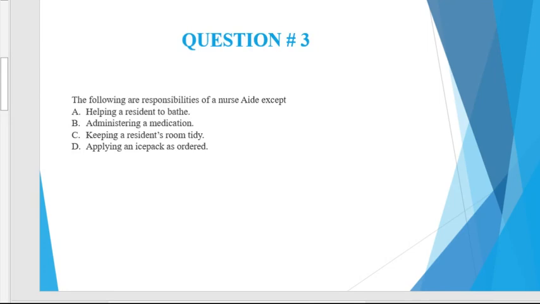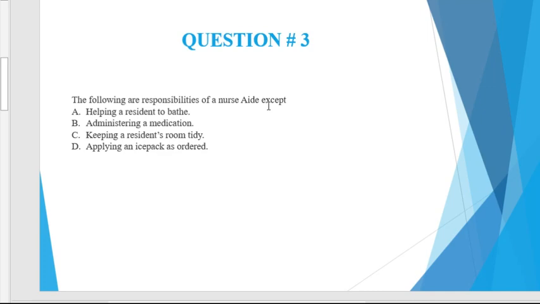The following are responsibilities of a nurse aide except: helping a resident to bathe, administering a medication, keeping a resident's room tidy, applying an ice pack as ordered. Just know the word here, except. That's another thing that throws some people off. Meaning, every other option in this question is correct, but only one is not correct.